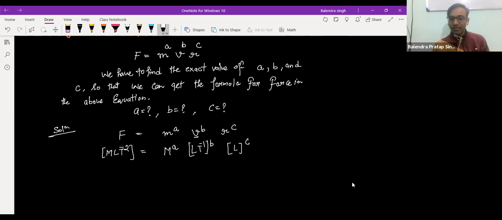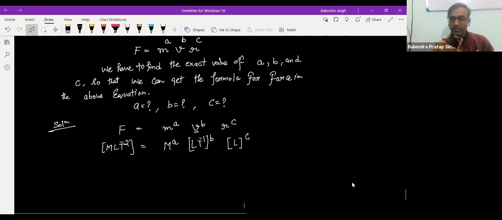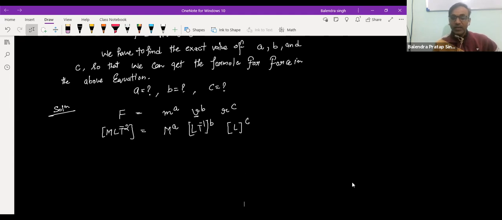Anyone? Yes, sir. Fatima, any problem in this step? I just wrote only the dimensional representation of force, mass, velocity, and nothing else. Okay. Yes, sir. Okay. So here in the left hand side, M L T^-2.